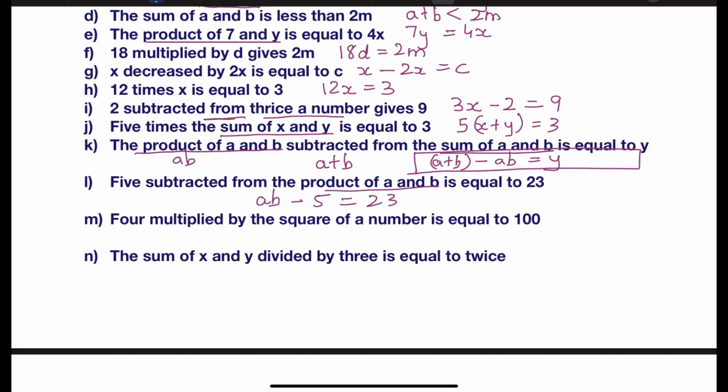4 multiplied by the square of a number is equal to 100. Nice. 4 multiplied by the square of a number, any number and its square, is 100.